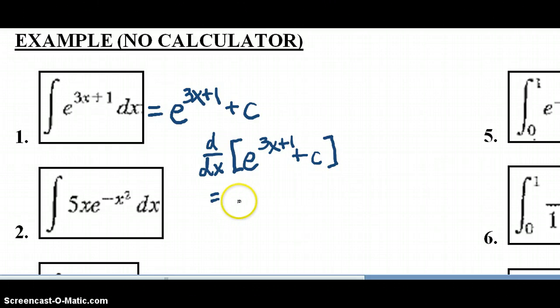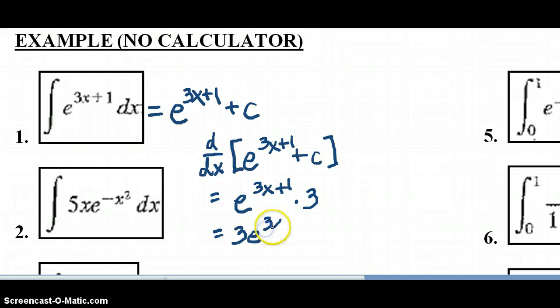So what would this be? e to the 3x plus 1 times the derivative of 3x plus 1, which is 3. Technically plus 0, because the derivative of a constant is 0, but we're not going to put that in. And our derivative answer would be 3e to the 3x plus 1, which does not get us back to e to the 3x plus 1.